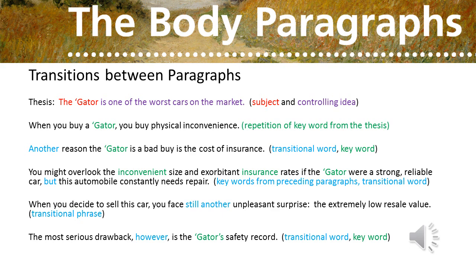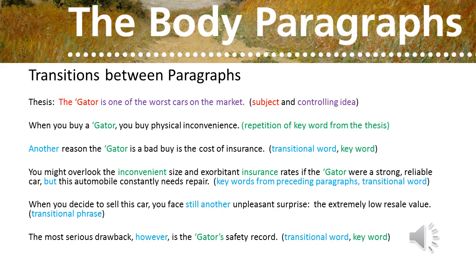But the key that we want to focus on here is that we want to see how the writer moves from one topic sentence and therefore one paragraph to another. To emphasize what I was telling you earlier, you don't create transitions at the ends of paragraphs, you create them at the beginning of paragraphs. So the first topic sentence: when you buy a Gator, you buy physical inconvenience.